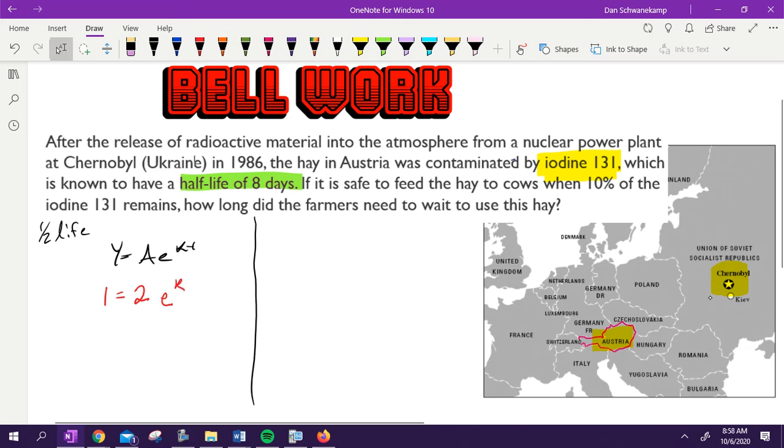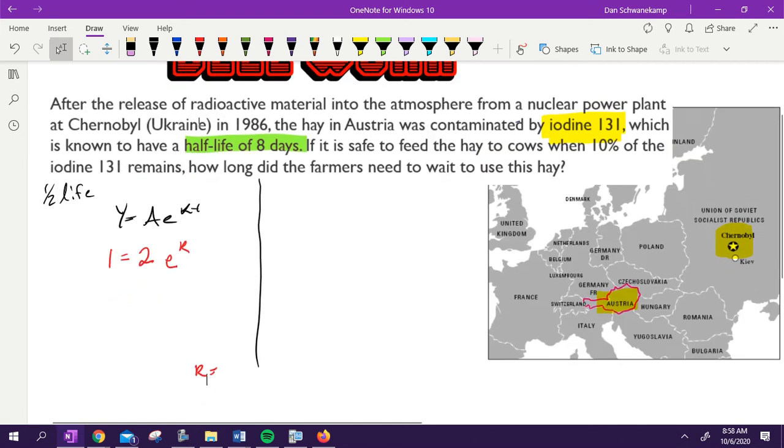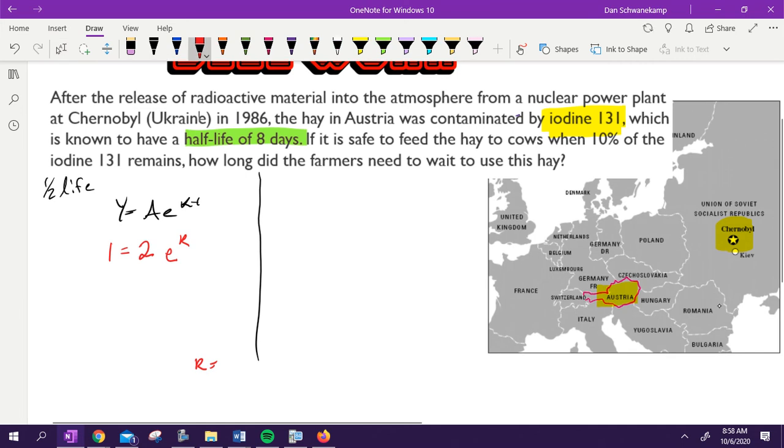e. The first time through, I'm always going to find my growth rate. I need to figure out what my k is going to be. In this case, it should be a decay rate. And t is going to stand for time. In this case, what is t going to be for us? 8 days. Okay, there's my setup.